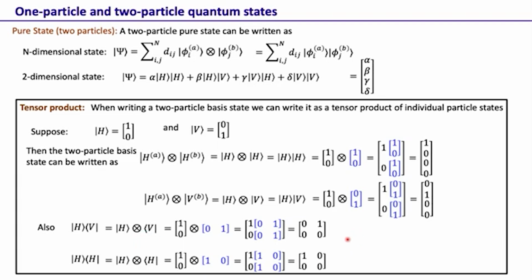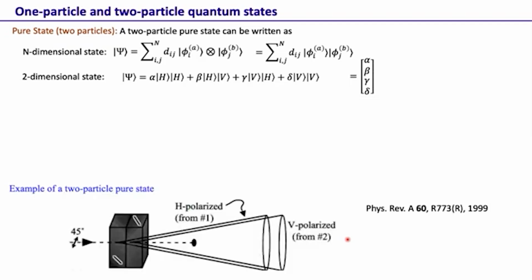Okay, so now let's look at an example of a two-particle pure state. In fact, we had seen this in the context of Bell inequality discussions. Here is a scheme in which we have a 45-degree polarized pump photon coming in. A 45-degree polarized pump photon is essentially a coherent superposition of horizontally and vertically polarized light. So we now have two parametric down conversion crystals.